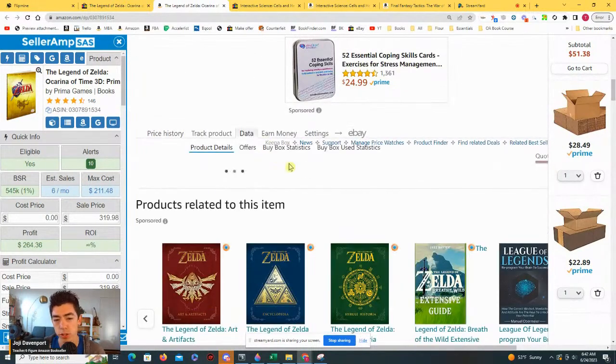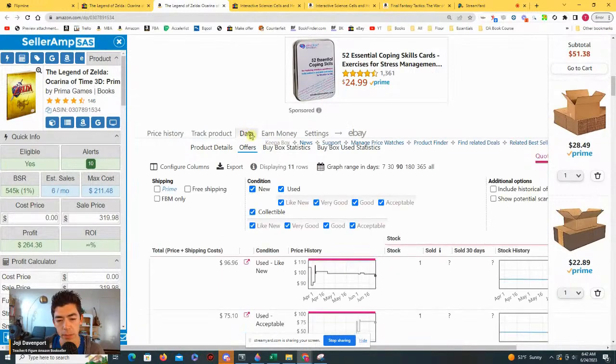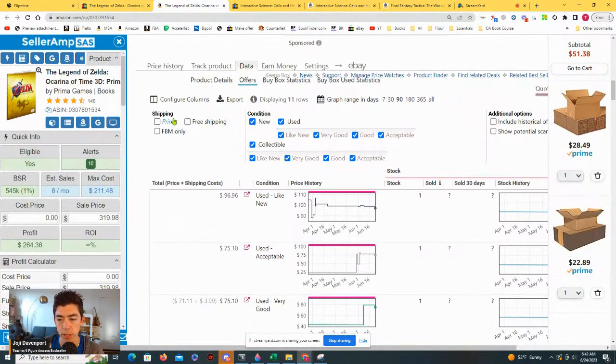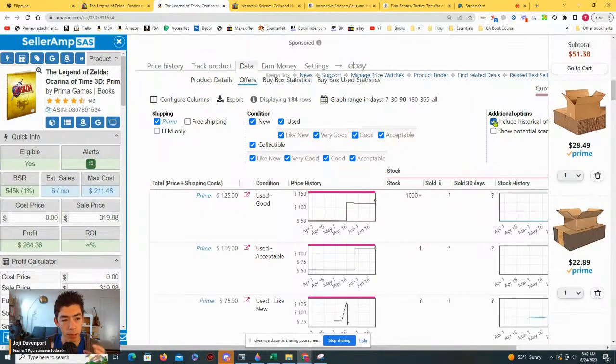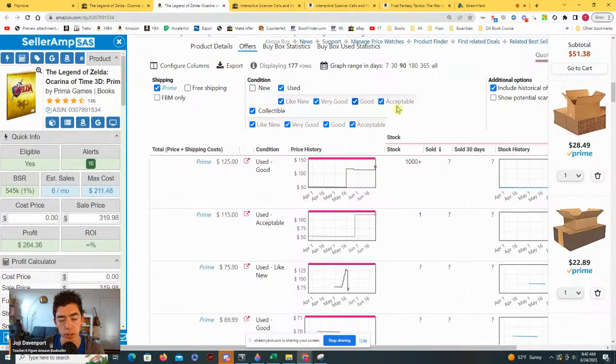So what I want to do is just look at some of the prime offers to see what they could potentially be moving at. So I'm going to click this little data tab above the Keepa graph and then click the offers tab. And there's a couple of different things I'm going to select here. I'm first going to select prime offer. Then I'm going to click over here on the right, include historical offer. That's going to show us any prime seller that was in stock that's no longer in stock. And then I'm going to look at this over the last 6 months, over the last 180 days. Not really interested in new because I'm selling used books.